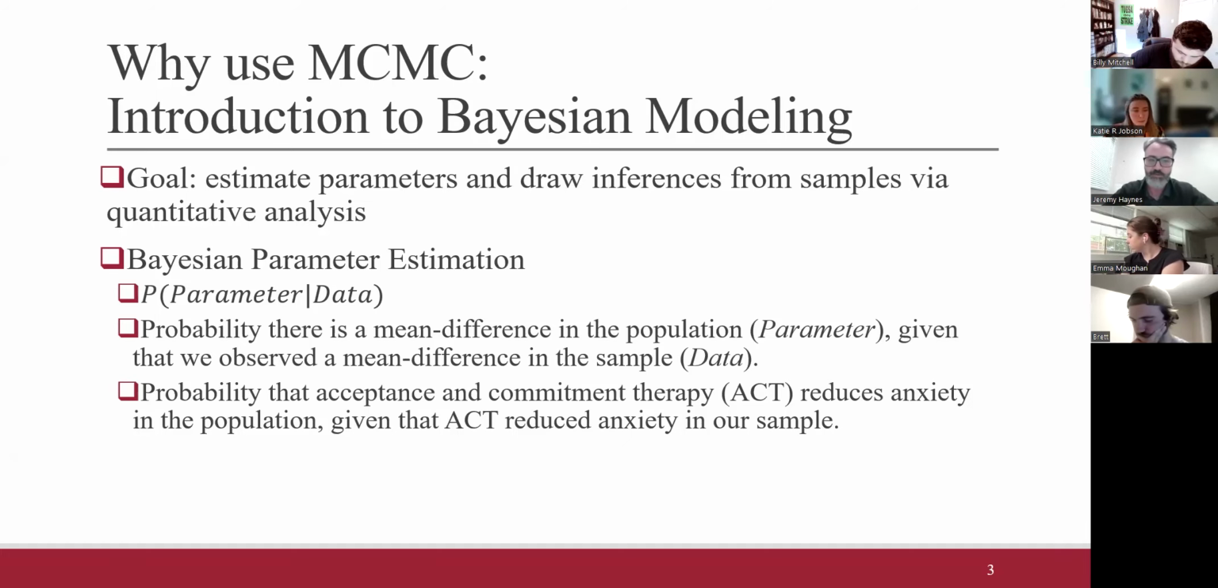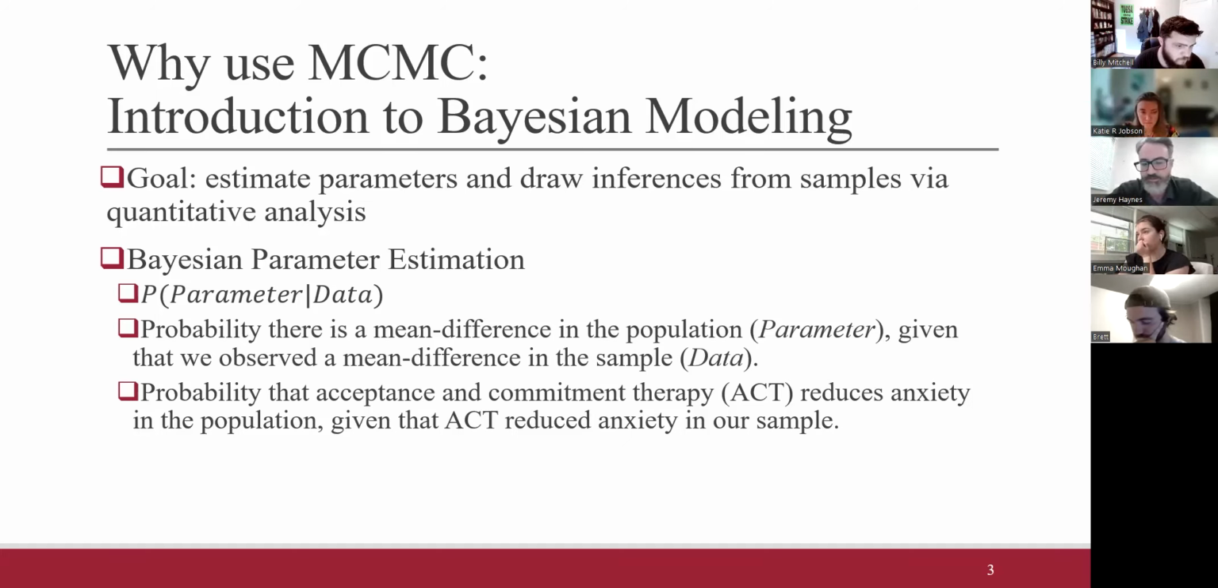And generally speaking, we're not interested in just a single parameter value. We're actually interested in the probability of a range of parameter values. And so we represent this with a probability distribution. This is a little bit different than the frequentist framework, where we're generally focusing on point estimates. Here with Bayesian estimation, we actually estimate a probability distribution.